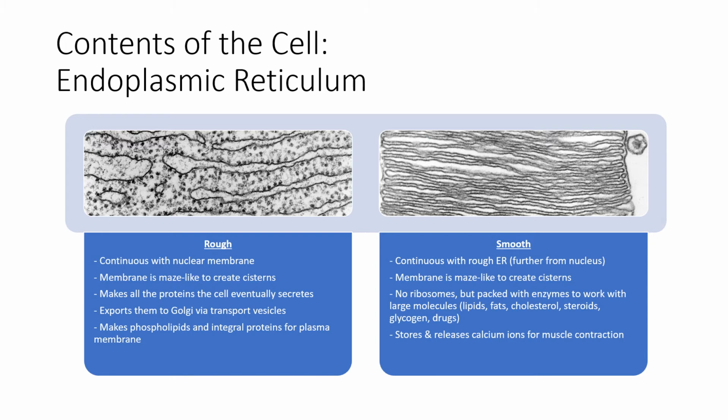It has no ribosomes of its own, but it is packed with enzymes, so other protein-doing molecules, to work with large molecules that have been ingested. It works with those large molecules to modify them, to break them down, to turn them into usable things for the cell. It brings in lipids, fats, cholesterol, and steroids, which are also sort of fatty acid based. Glycogen, which is that big, huge glucose chain, starchy type thing, and drugs.